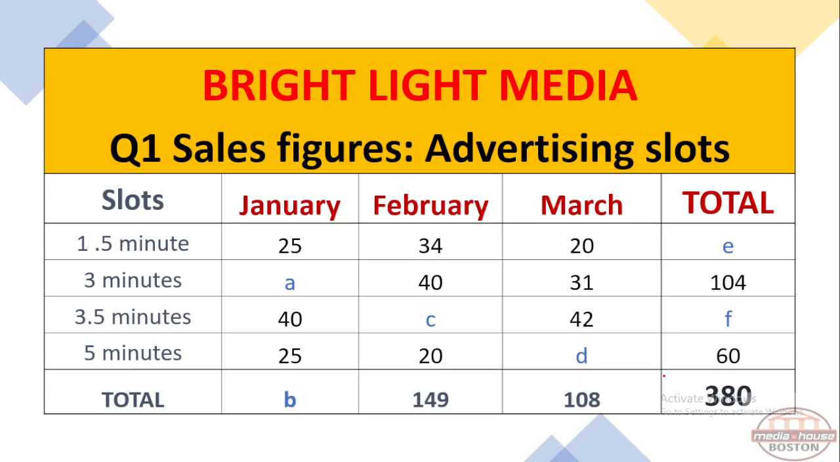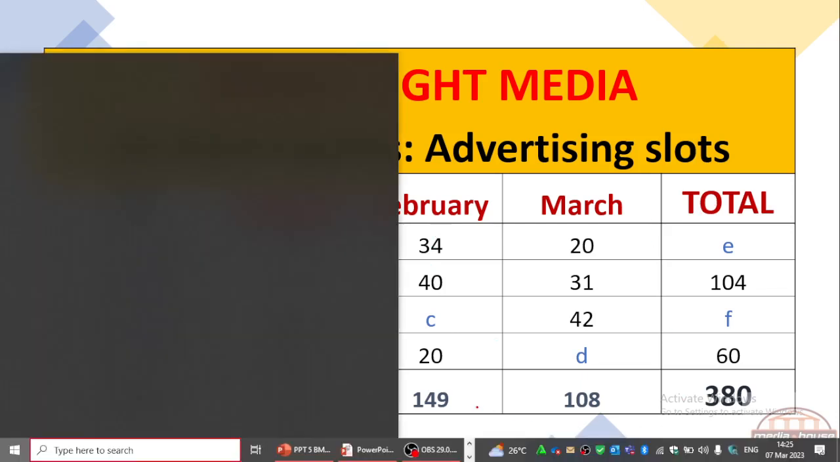My question now is, you run a company called Bright Light Media. Your quarter one sales figures for advertising slots, which is the space, are as follows. For people who advertise for 1.5 minutes, 25 people came in and bought the slot. For 3 minutes in January, we didn't record. For 3.5 minutes we have 40 clients that we sold slots to. For the 5 minute slot we sold 25, and during February this is the information, and then we have the totals.